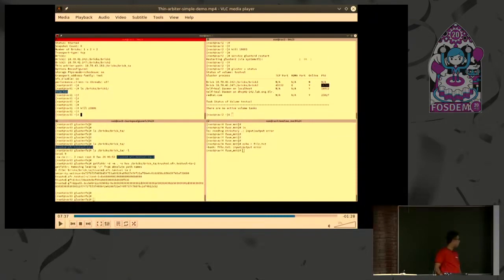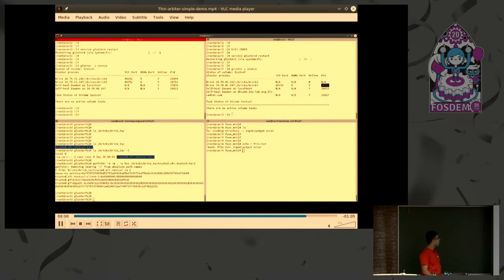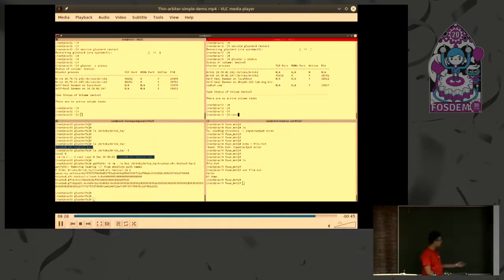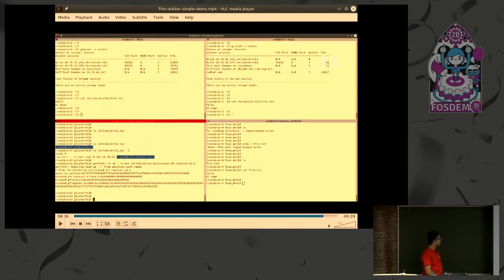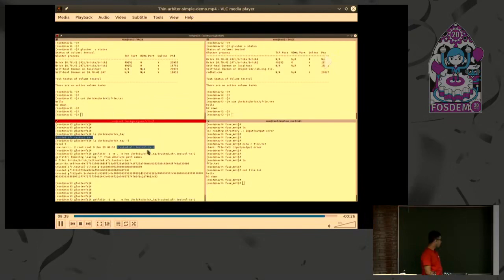So if we bring the brick back up, we'll restart glusterd on the first node so that the brick comes back up. Now the self-heal daemon would have automatically healed the file by now, and you can see that the file is again accessible from the mount. If you look at the Thin Arbiter extended attributes, before that let's look at the contents of the file on both bricks. Yeah, so the contents of the file are also the same on both bricks.